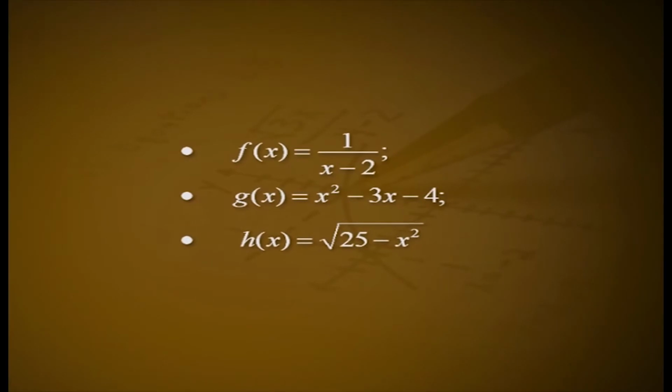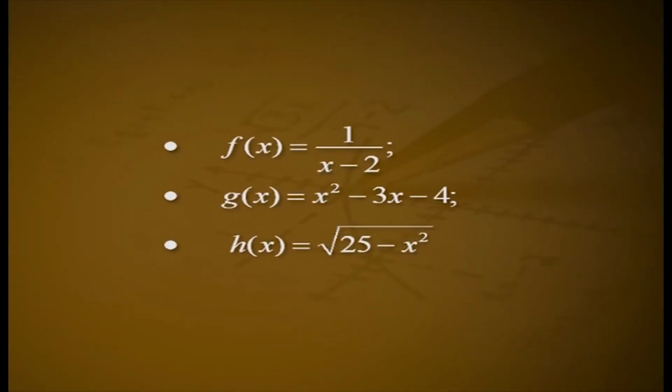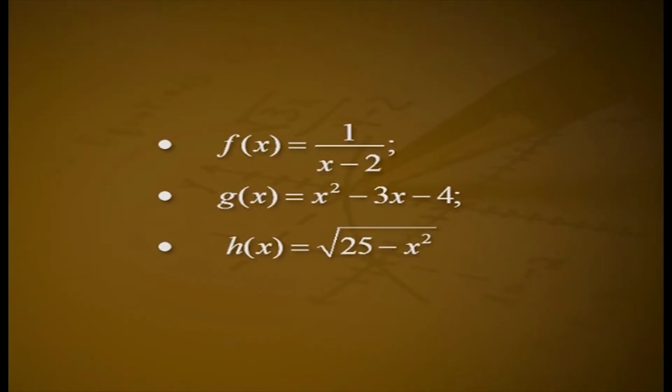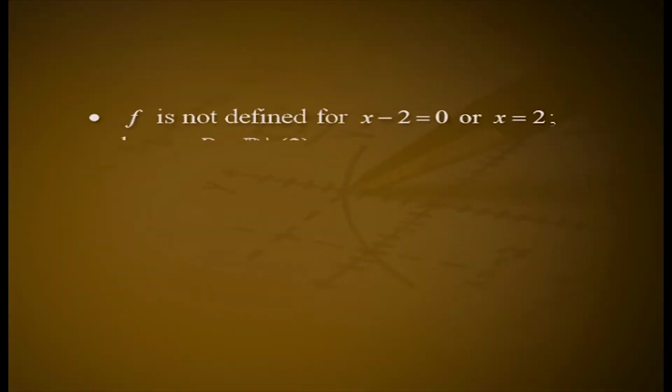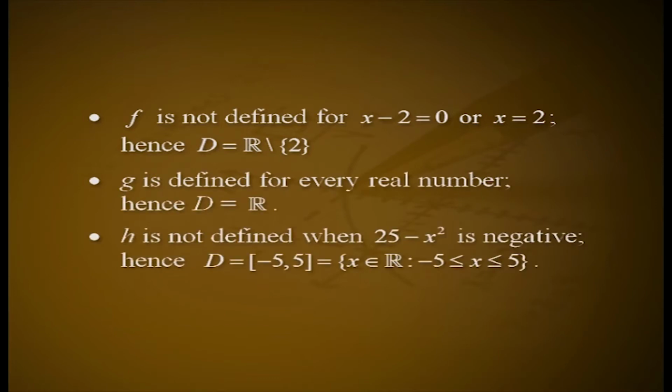Example 3. Find the domain D of each of the following real valued functions. f(x) = 1/(x − 2), g(x) = x² − 3x − 4, h(x) = √(25 − x²). Solution. f is not defined for x − 2 = 0, or x = 2, hence D is the set of real numbers not containing 2. g is defined for every real number, hence D is the set of real numbers.